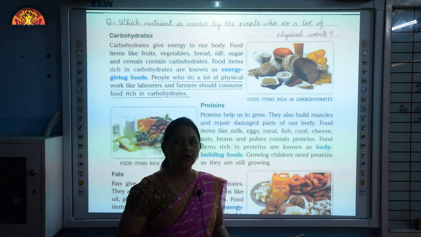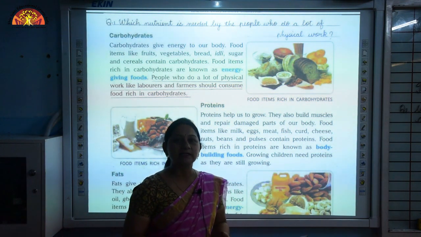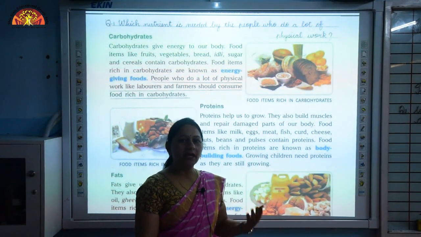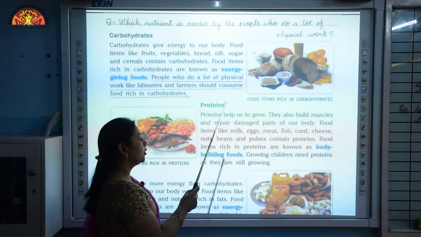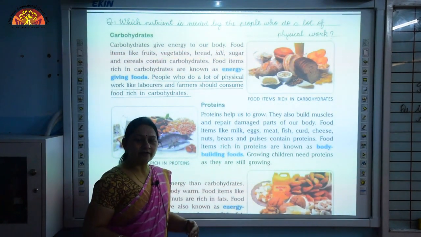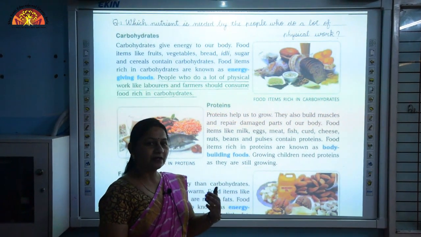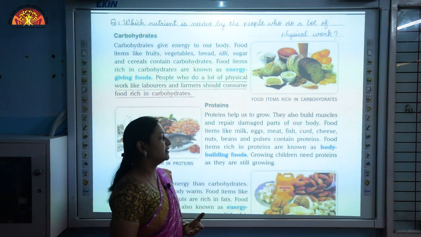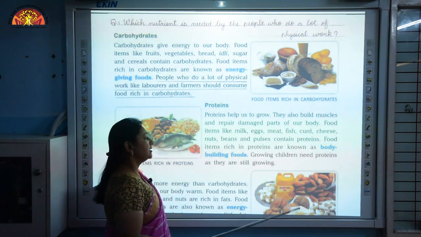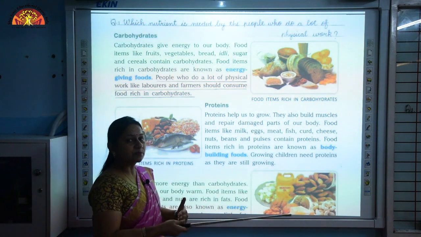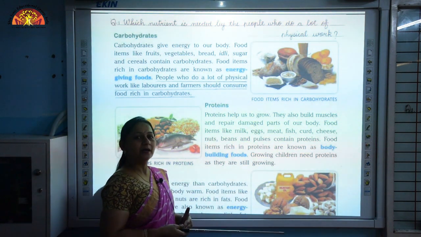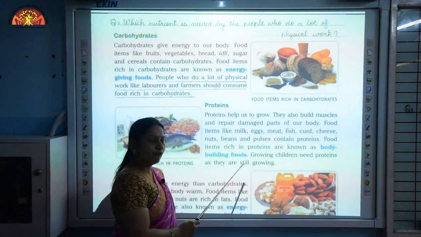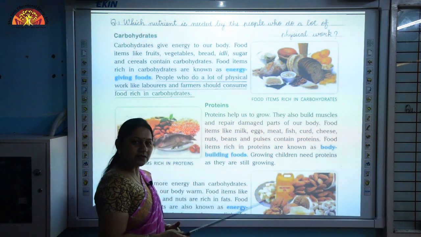Sometimes when we fall down, our tissues or cells get damaged, and these damaged cells can be repaired with the help of proteins. Growing children like you need more proteins because you are in the growing stage. Proteins help to build our body, and that is why we call them body building foods.